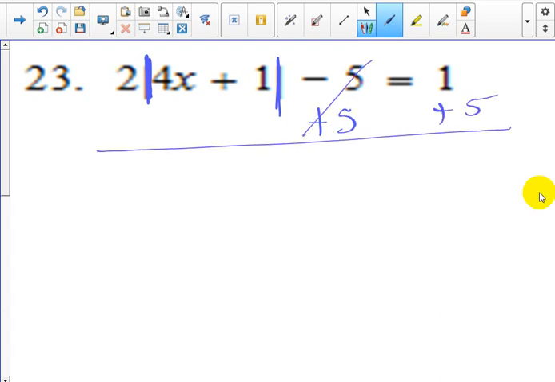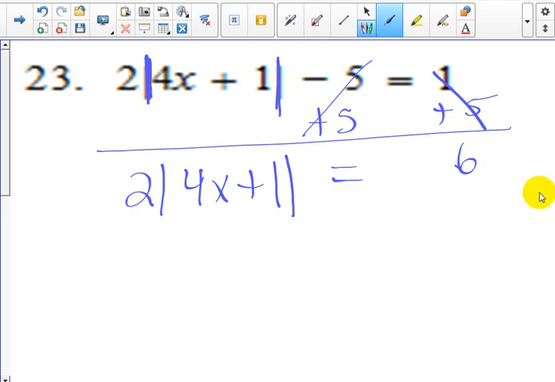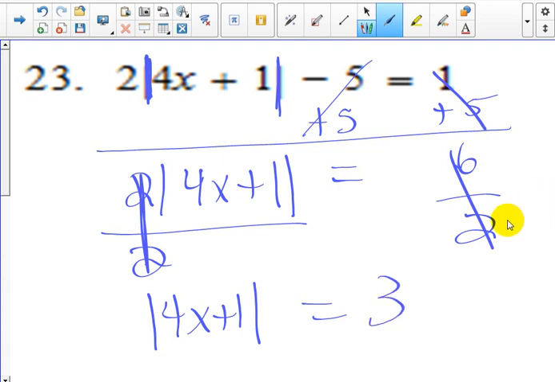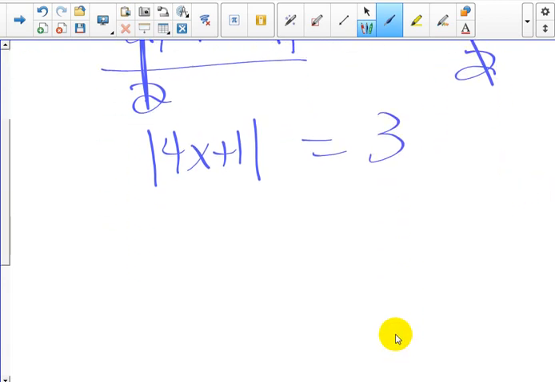That goes away, and this goes to 6. So we have 2 times the absolute value of 4x plus 1 is equal to 6. Now, we're going to divide each side by 2 to get rid of that 2. Now we've isolated that absolute value, 4x plus 1 equals, and 6 divided by 2 is 3. So now we've isolated that.